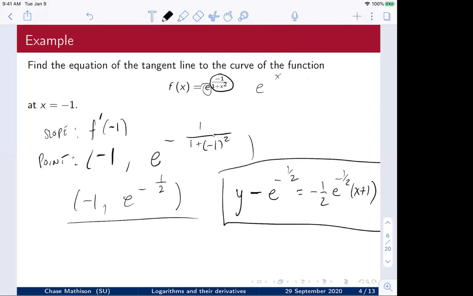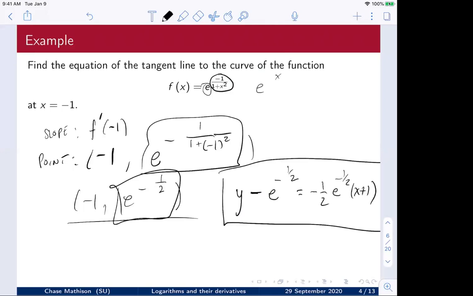Yeah? Why did we put e to the -1/2 for the y-coordinate? Because that's coming from here. That's coming from the point. It wasn't just, oh, sorry, I didn't write it. Gotcha. Yep, it happens.